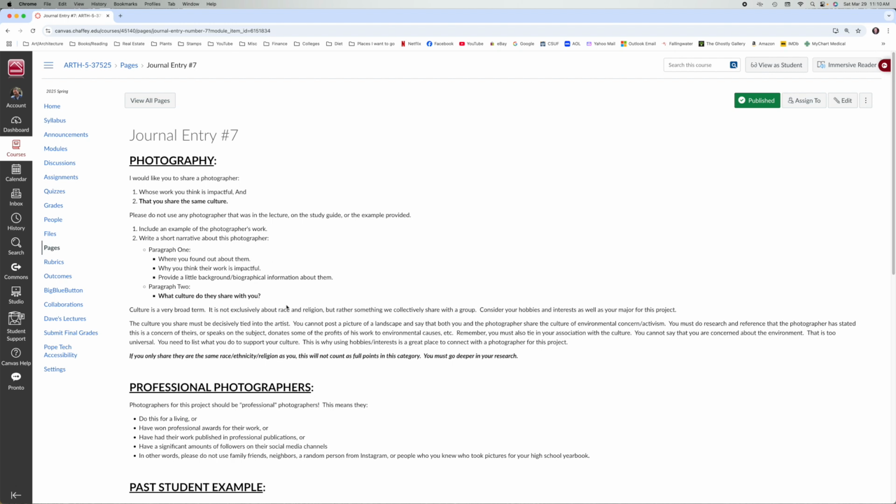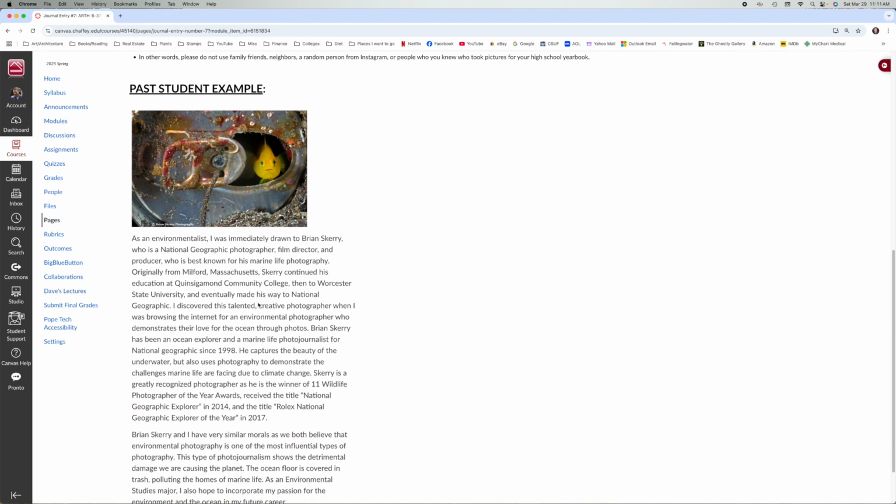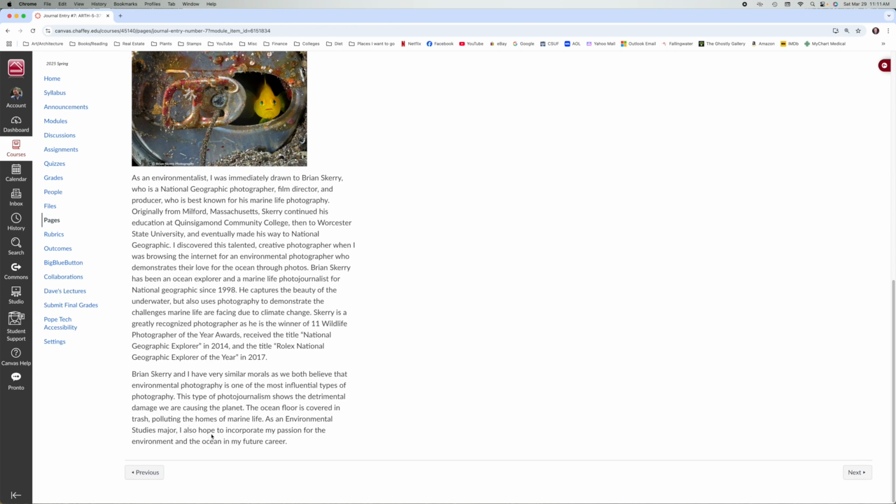In the second paragraph, what culture do they share with you? And this is something that's going to be a little bit beyond race and religion. It's more about our hobbies and interests. It's the group of people that we associate with. A lot of people are, for instance, concerned about environmental activism. And if that's you, that's cool. You can find a photographer that deals with environmental activism like this man down here. And so this is a past student example. We've got our image, first paragraph, second paragraph.